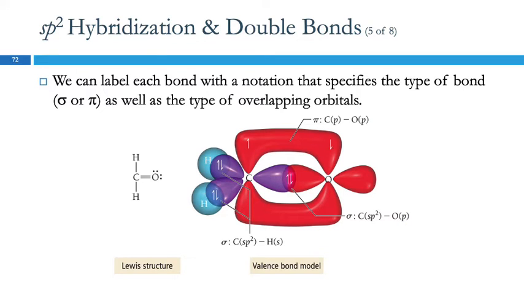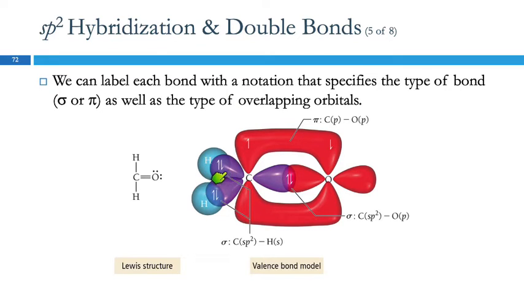So it's safe to say that the sigma bonds are where the hybrid orbitals are going to be? Yes, you can have sp3, sp2, sp. The pi bonds are always going to be p orbitals. No hybrid orbitals in there.